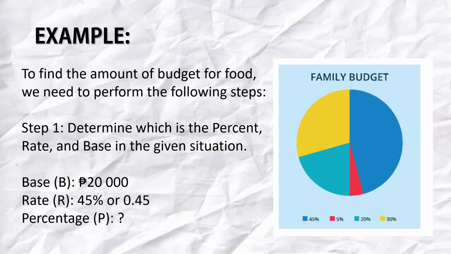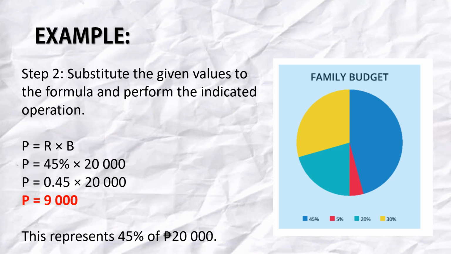Now, to find the amount of budget, we will start with food. We need to perform the following steps. Step 1, you have to determine which is the percentage, the rate, and the base in your given situation. In the given problem, the base that we have is 20,000 pesos, while the rate for food is 45%, or in decimal form, 0.45, while the percentage is unknown.